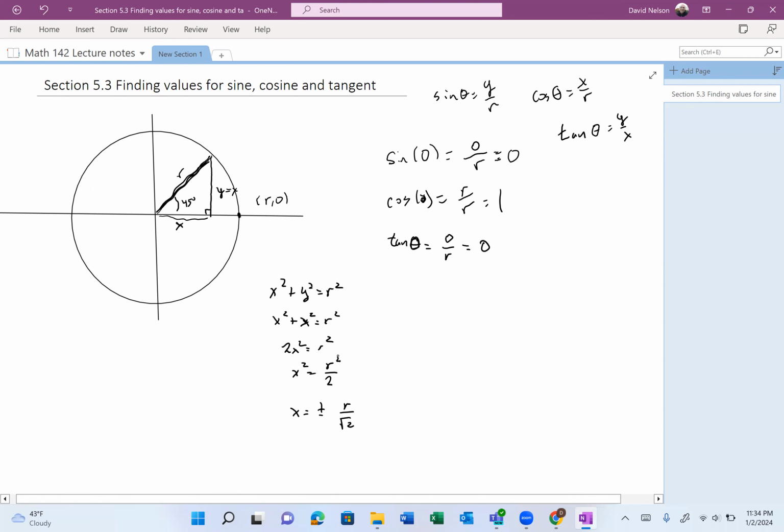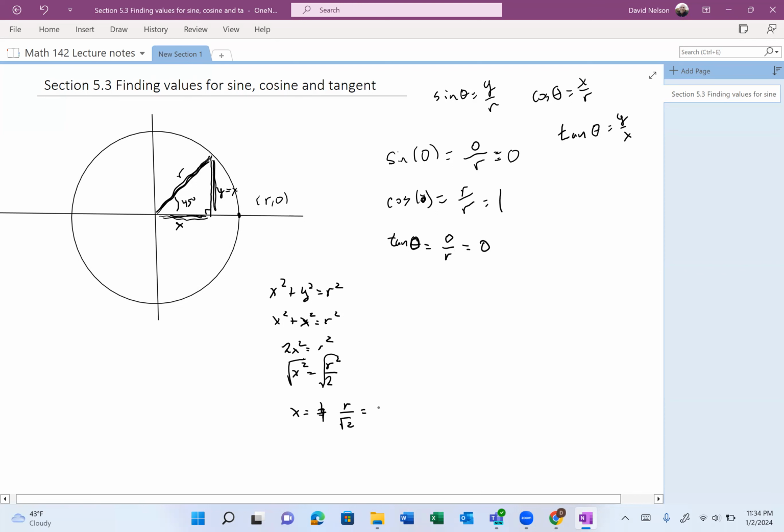If you take the square root of both sides of this equation, I get that x is either positive or negative. And that's going to depend on where you are on the unit circle, whether you want the positive or the negative one. At 45 degrees, I definitely want the positive one. My x coordinate is definitely going to be positive, and the y coordinate will also be positive. They're going to be the same number. They're going to be r over the square root of 2.